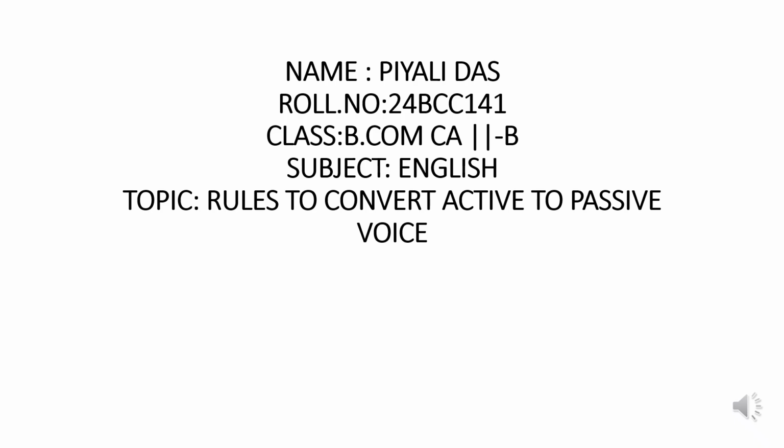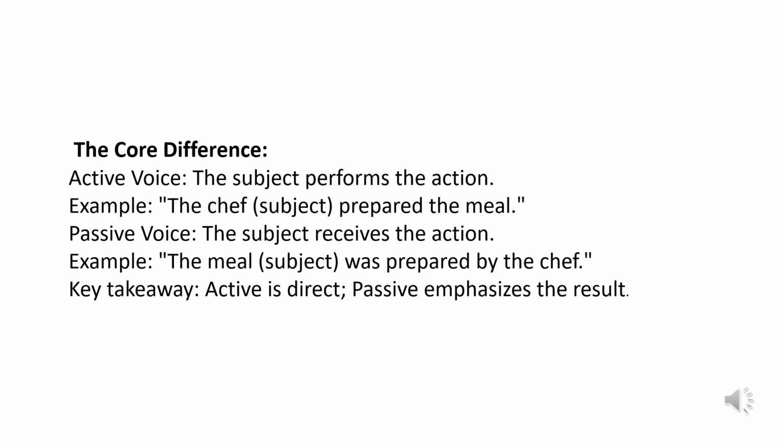My topic is about rules to convert active to passive voice. This slide shows the core difference. Active voice is when the subject performs the action. For example, the chef prepared the meal. To convert to passive voice, the subject receives the action, which means the answer we get is the meal was prepared by the chef. Key takeaway: active is direct and passive emphasizes the result.